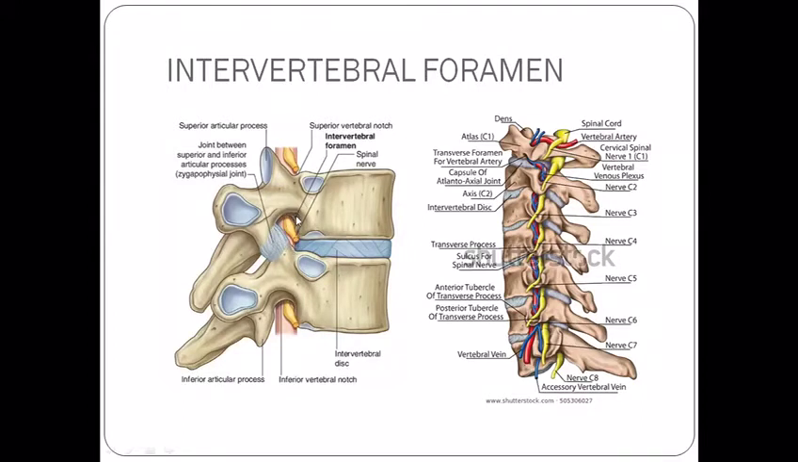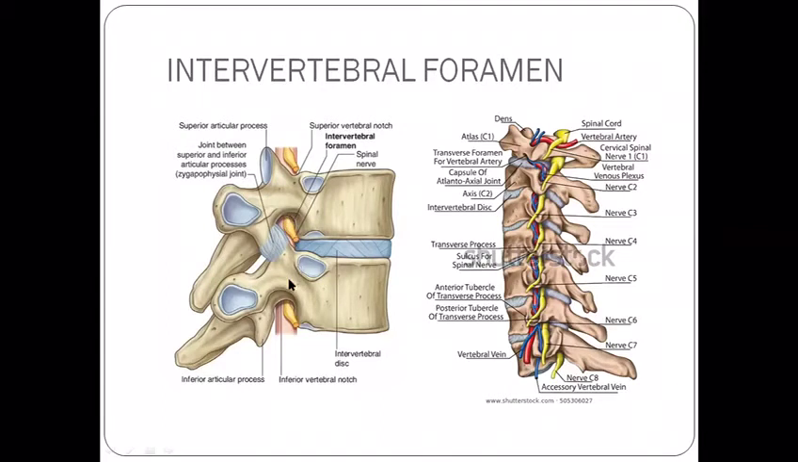The importance of this intervertebral foramen is that it mainly transmits the spinal nerves from the spinal cord. We know that there are 31 pairs of spinal nerves which emerge from the lateral aspect of the spinal cord, and they come out from the vertebral canal through the intervertebral foramen. Along with the spinal nerves, we can see the segmental branch of the spinal artery also. So these are the two structures which are lodged within the intervertebral foramen.